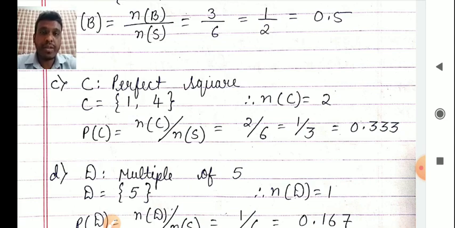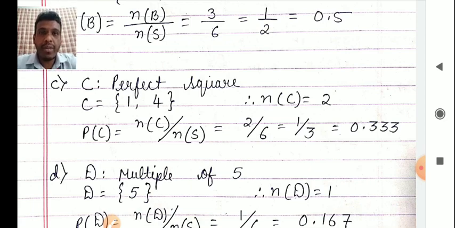So perfect square numbers we are getting 1, 4, 9, 16, 25, 36, 49, 64, 81, 100, 121, 144, 169, 196, 225 and so on. So this way perfect square numbers will be going on.